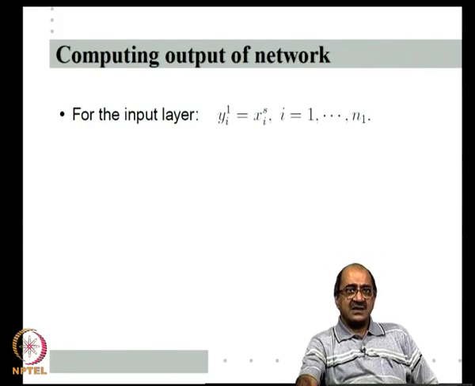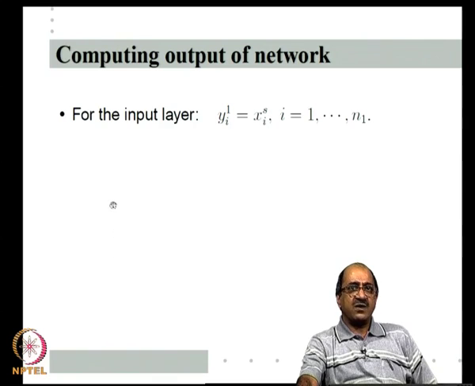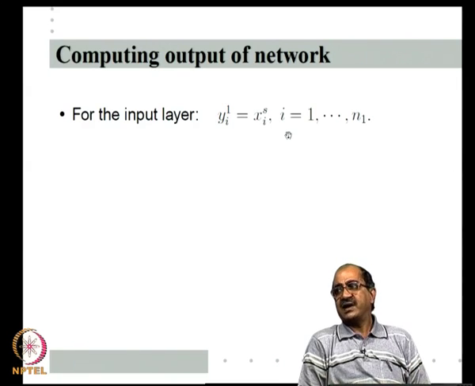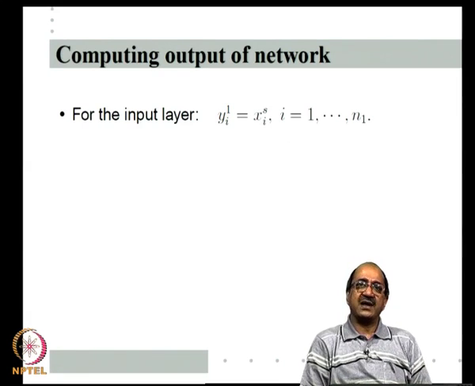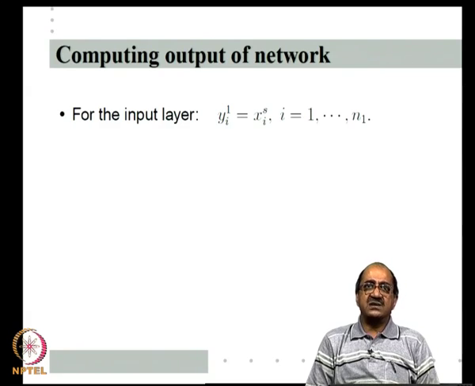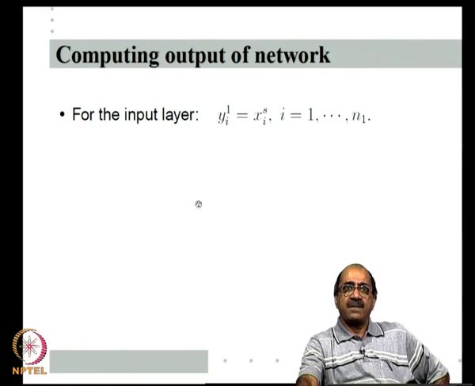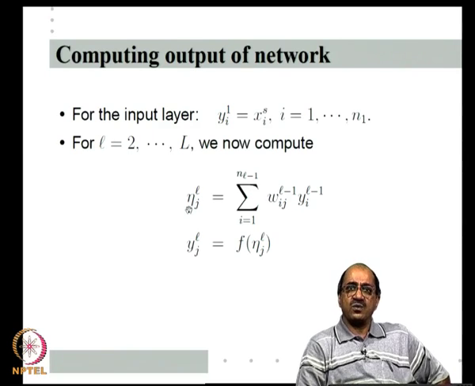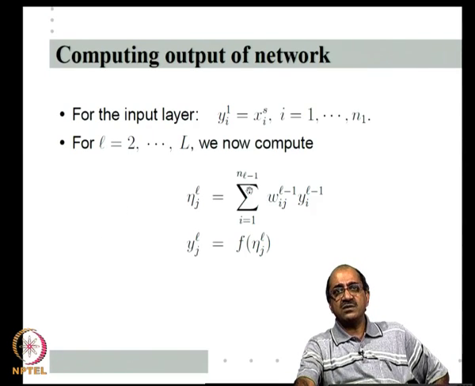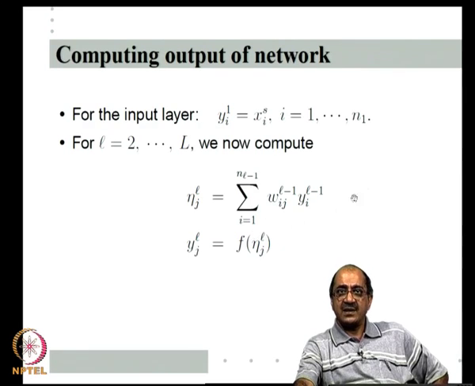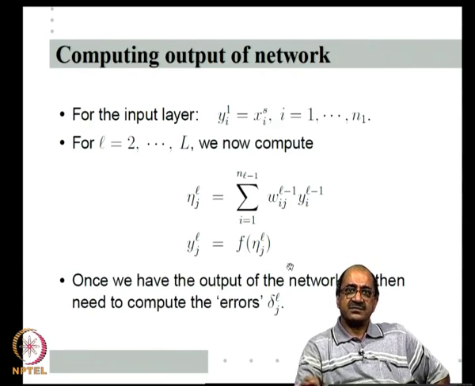Now, let us go into the details. For the forward computation, computing the output of the network, how do you do it? Layer by layer. For the input layer, y_i^1 is x_i. The superscript 1 is for the input layer, and i is the ith node. So, the ith node simply takes the ith input x_i. For all other layers, layer 2 onwards, I first compute the net input eta_j^l as the weighted sum of the outputs from the previous layer, y_i^(l-1) times w_ij^(l-1), summed over i, and then I pass it through an activation function. This is the forward computation.